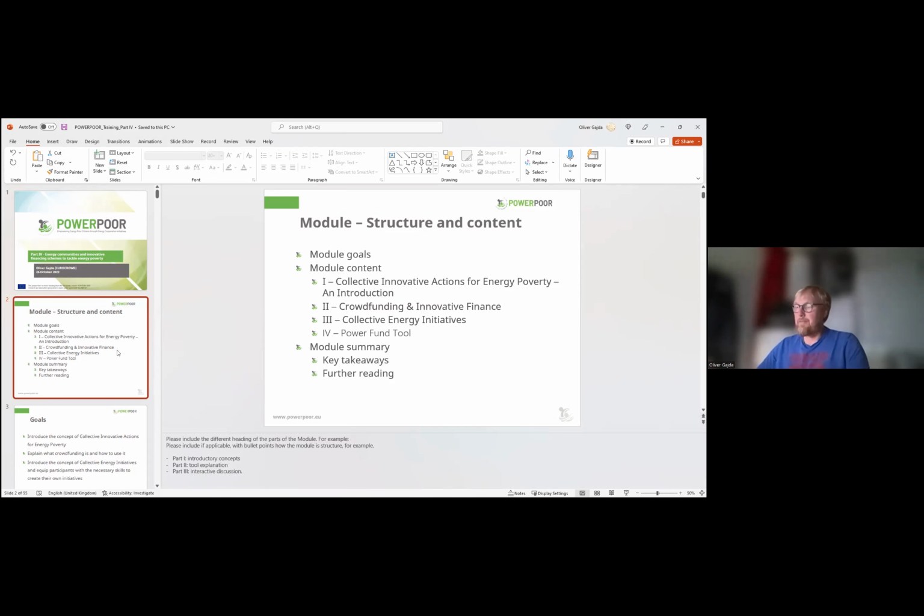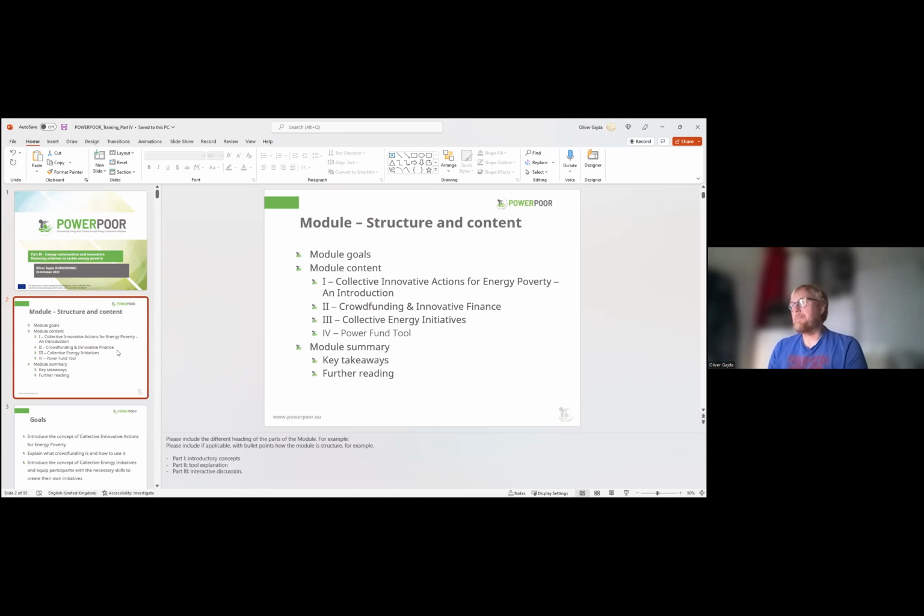So a community comes together, and then what is this roughly? You probably know this anyway. So how can crowdfunding help? I just outlined what crowdfunding is very quickly. We have a few examples. We can focus on one. And then also cooperatives, collective energy initiatives. How can cooperatives help there?